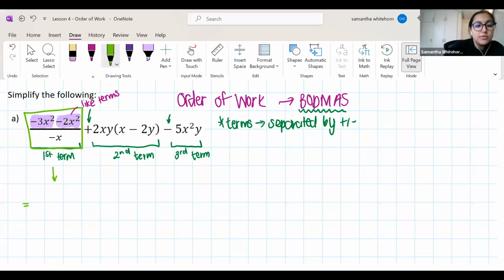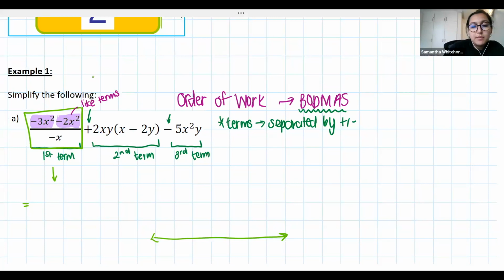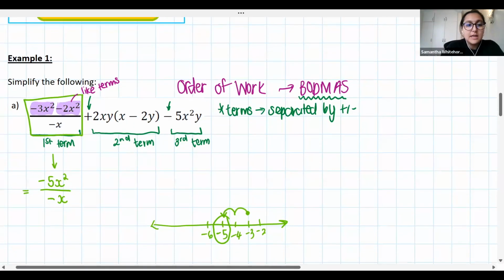So minus 3x squared minus 2x squared, if we just imagine our number line quickly, if I'm already at minus 3 and I want to subtract 2, I need to move down my number line. So here I am at negative 5x squared. I can simplify that numerator to minus 5x squared, all being divided by negative x. I can still simplify that further, and I'll get to that in a second, but we're starting to simplify our terms as we go along.